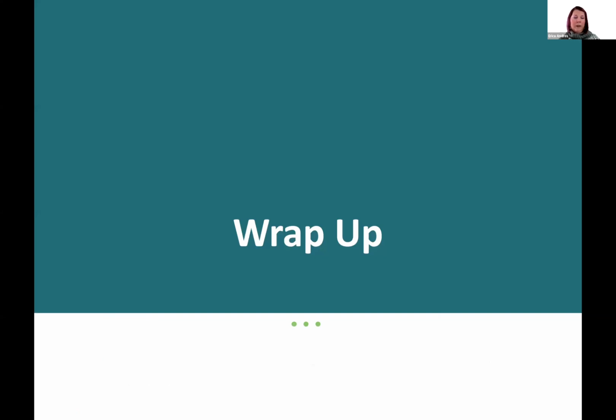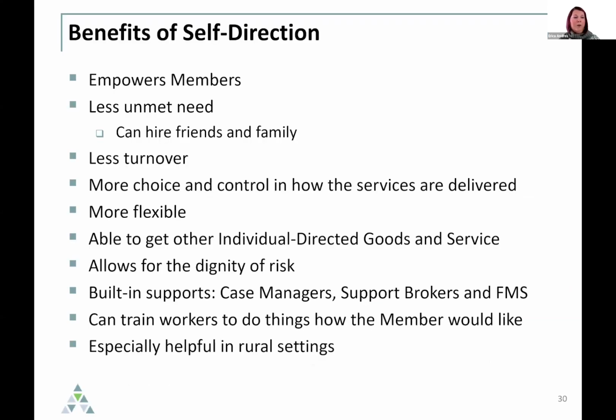And finally, in wrapping up, we just want to remind you the benefits of self-direction. Self-direction is incredibly empowering to members because members get to be in control of their own supports and services. There is much less unmet need in self-direction because people can hire friends and family and tap into that worker pool of people who maybe wouldn't work in caregiving in an agency, but they would work for their friend or family or neighbor that they already know. Because people are hiring friends or family or people they know and like, or people that they at least got to choose, there is a lot less turnover in self-direction.